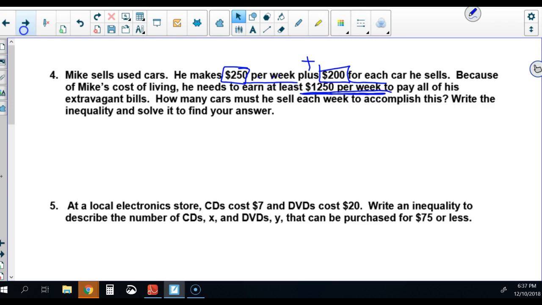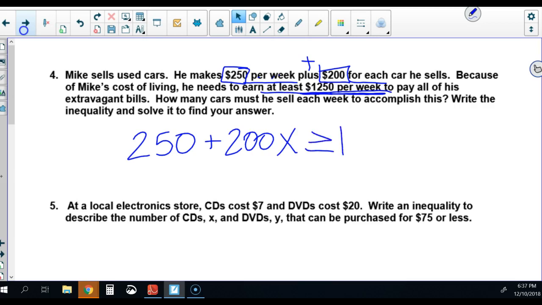So for this week right now, he's going to earn $250 plus $200 for each car. 200x. That has to be at least, which is greater than or equal to 1,250 to pay all his extravagant bills. How many cars must he sell each week to accomplish this? Write the inequality and solve it to find your answer. We wrote the inequality. That's this. Now we just need to solve it.